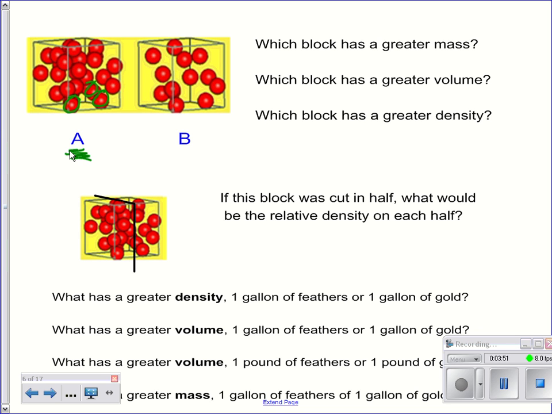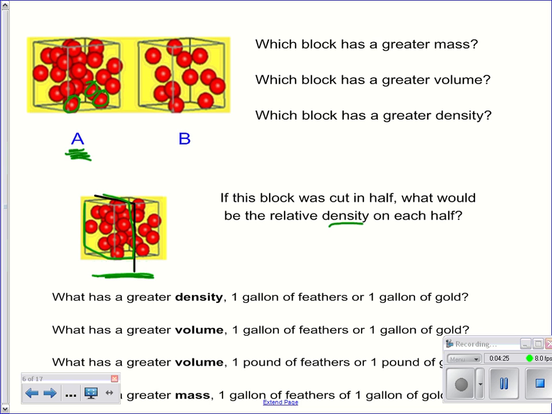Now, if we were to take this particular substance right here and cut it in half, what would the relative density be of each of those halves? It'd be exactly the same because not only are you halving the volume, but you're also halving the mass. So that ratio is going to be the same. That's why we say that density is an intensive physical property. That's one of those things that we talked about last time.